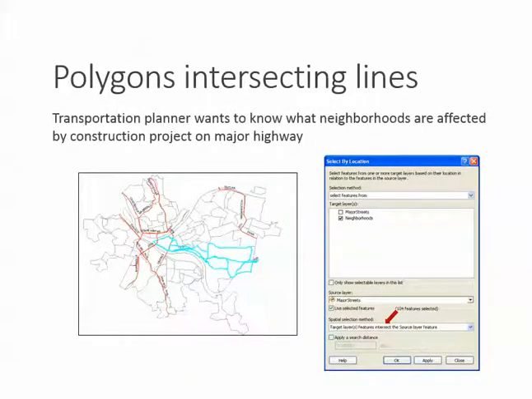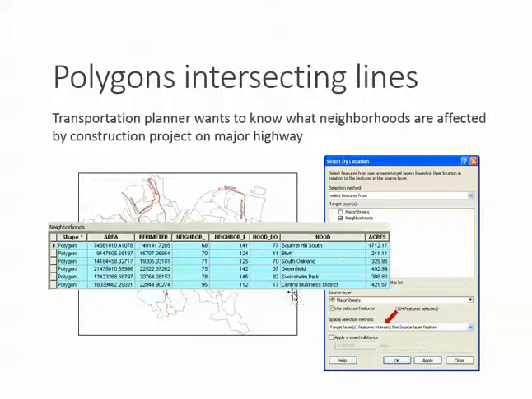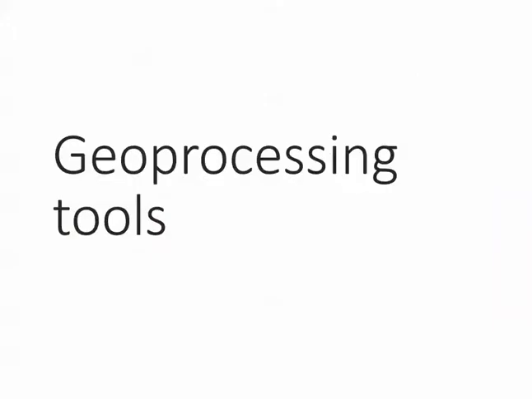We can use the select by location features for polygons intersecting lines. For instance, if you have a transportation planner who wants to know what neighborhoods are affected by a construction project on a major highway, you can use select by attribute and create the layer that represents that particular highway, and use select by location to find which neighborhoods intersect, meaning touch, this highway.